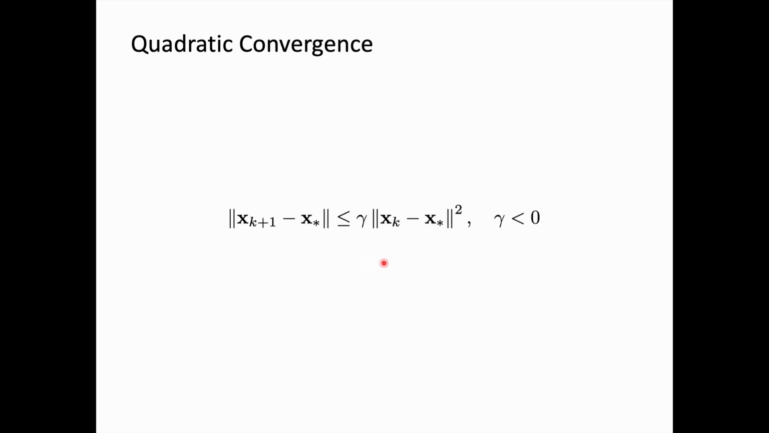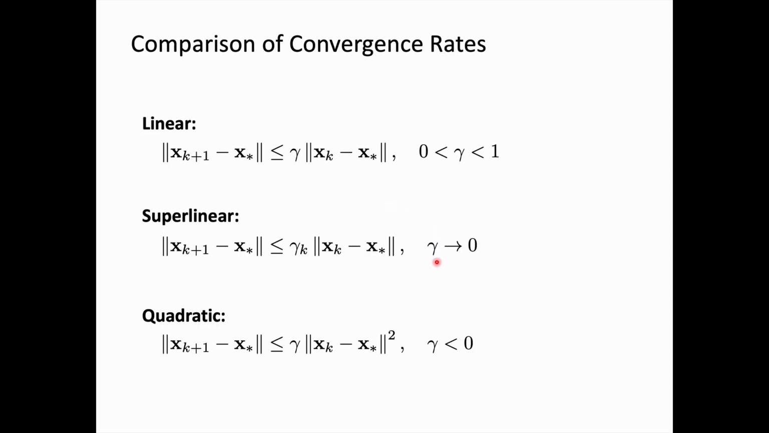Quadratic convergence is the fastest convergence. It looks almost the same as the linear convergence formula. Here we have, again, a value of gamma that's not changing, but the key is the right-hand side is squared. We're taking the square of this L2 norm. Here we have all of them compared, and I think it's useful to have a look and make sure that you understand the differences between the three.